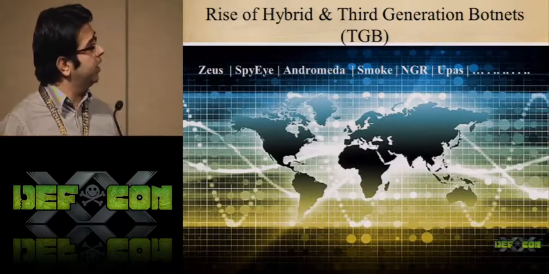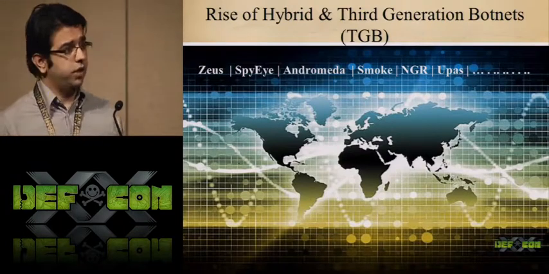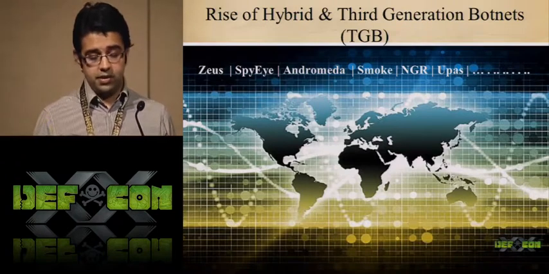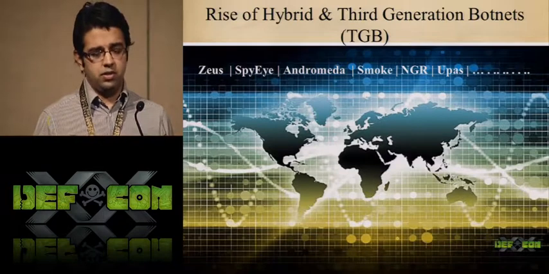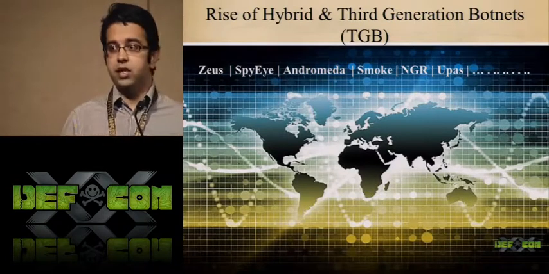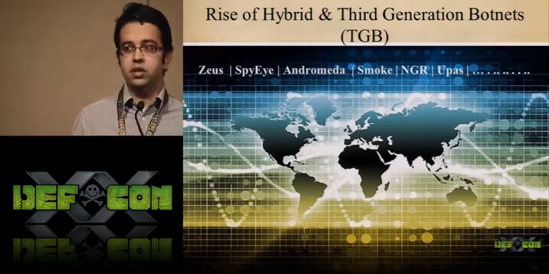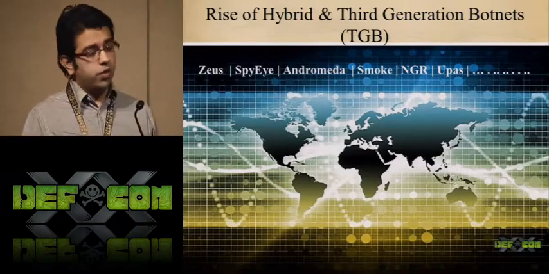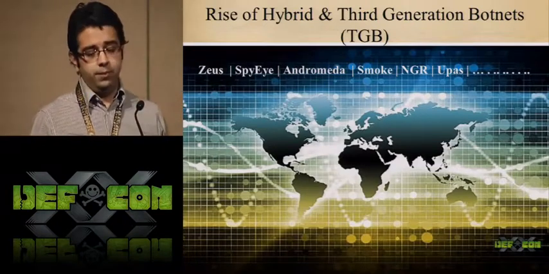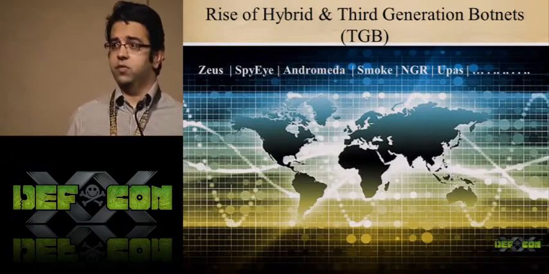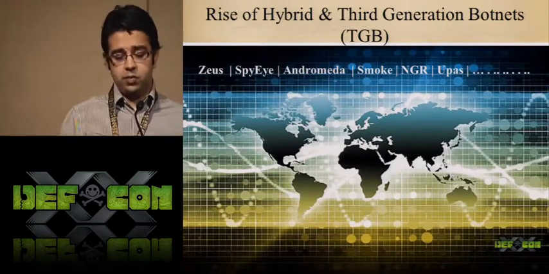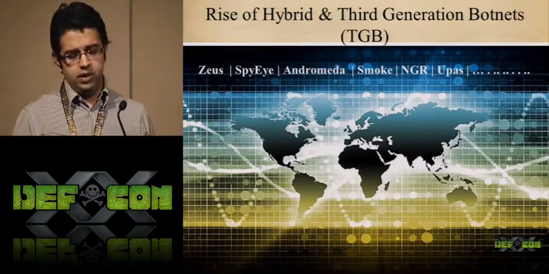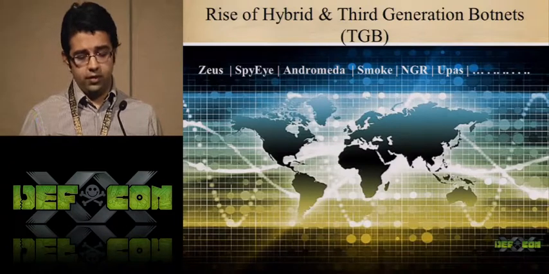It started with Zeus, then came SpyEye, and at present we are looking at Andromeda, and Smoke is there. NGR existed about six months ago and is still going fine, but not as much. Its place has been taken by Andromeda and Smoke, and there is an upcoming one being built nowadays called UPass. Why hybrid? Because some botnets acquire properties or characteristics of other botnets. For example, SpyEye harnessed the power of Zeus in getting the web injects concept, and NGR also uses a similar thing.